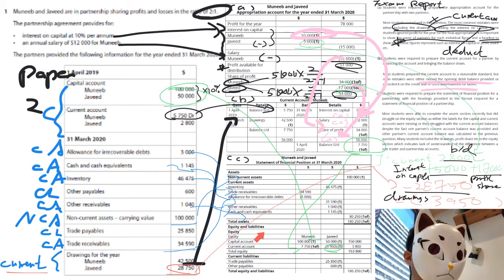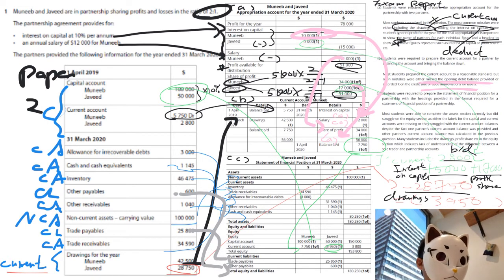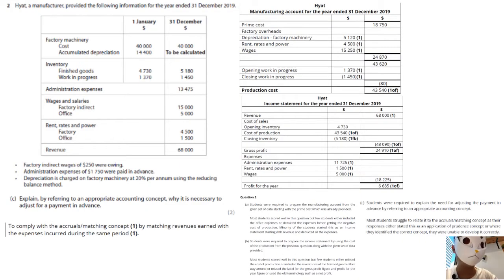After the capital and current account, the last one is to put down the liabilities, including trade payables and other payables. That's all for question 1. Question 2 has several parts. For part A, candidates need to prepare a manufacturing account, starting from prime cost and computing the production cost.